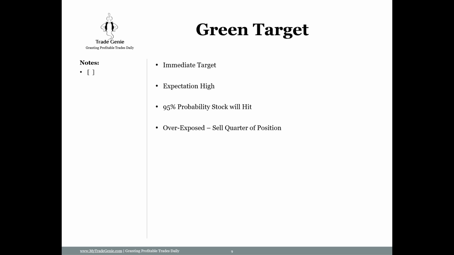Now I explain to you the green target. The green target is the immediate target we provide. The expectation is very high that the stock will hit this target. It's like a 95% probability the stock will hit the green target. So if you don't mind closing at 20%, 25% profit, you can do that based on the green target. Green target is 95% probability. So that's the first target.